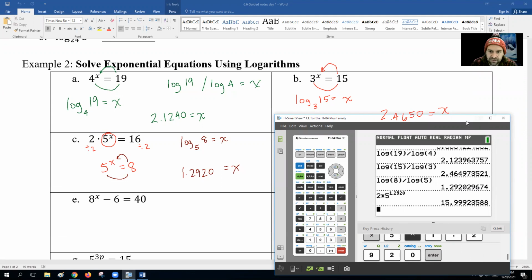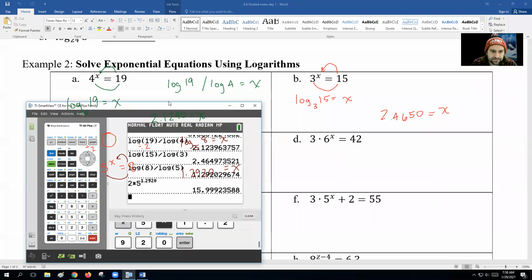All right, why don't you guys pause the video, see if you guys can do D on your own. All right, let's see how well you did. First thing you got to do here is divide by 3 to isolate that exponential part there. So we got 6 to the x power equals 42 divided by 3 is 14. Then you got to loop and swoop. So we got log base 6 of 14 equals x.